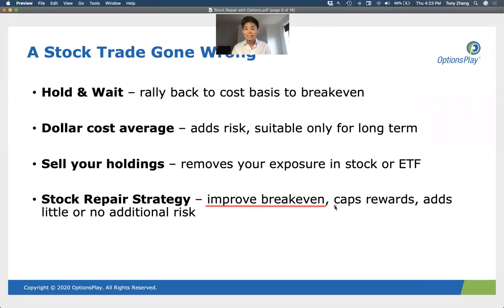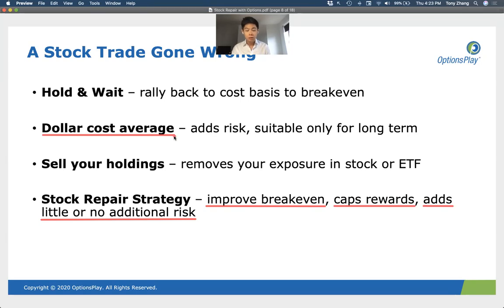But what it does is that it caps the potential rewards at some point, but it adds no or little additional risk. So when you dollar cost average, you have the same idea, but dollar cost averaging adds risk to the trade. Dollar cost averaging doesn't limit your upside returns, but it does add a significant amount of risk. And that's why I don't particularly love dollar cost averaging.